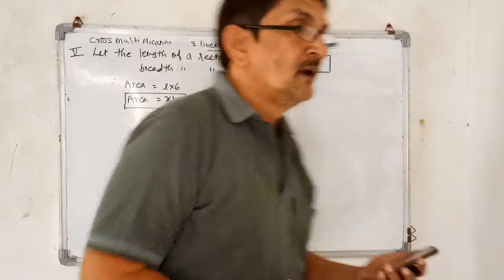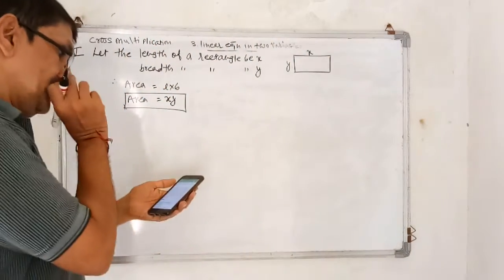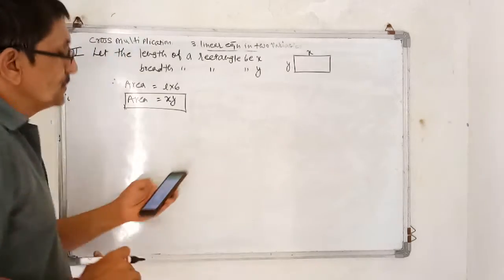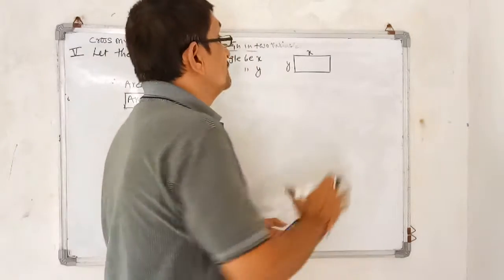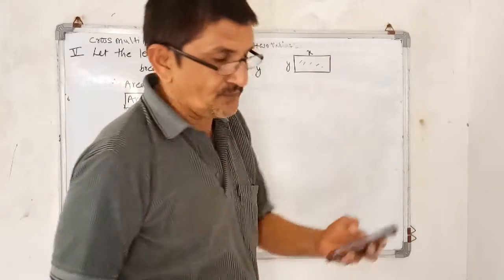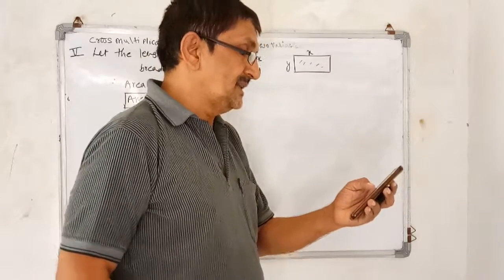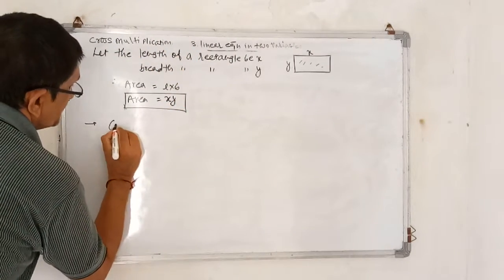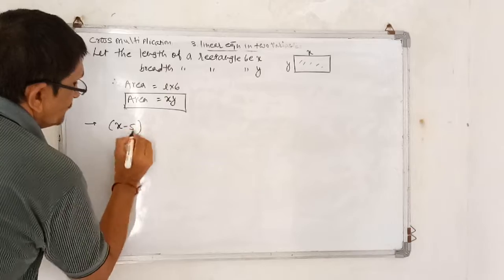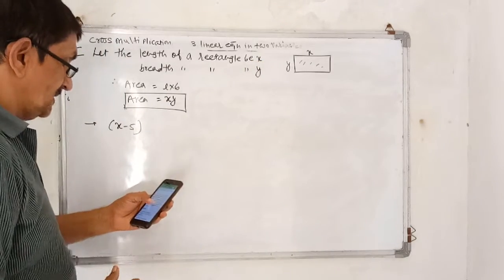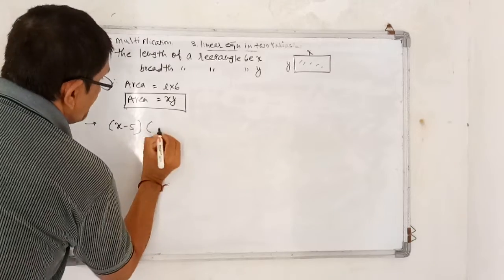Now here we are saying that area is reduced by 9 square unit if its length is reduced by 5 unit. Length is actually x, now we are reducing it by 5 unit, and breadth increased by 3 unit.